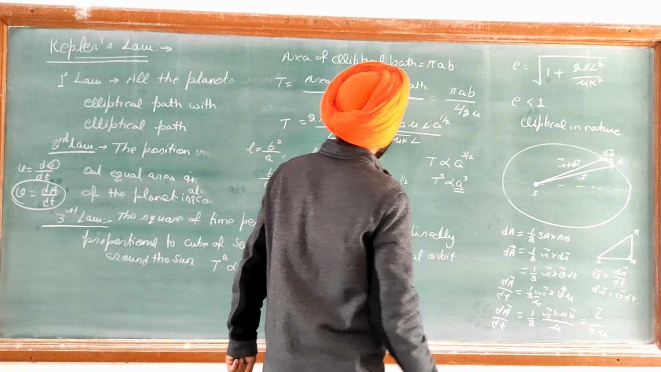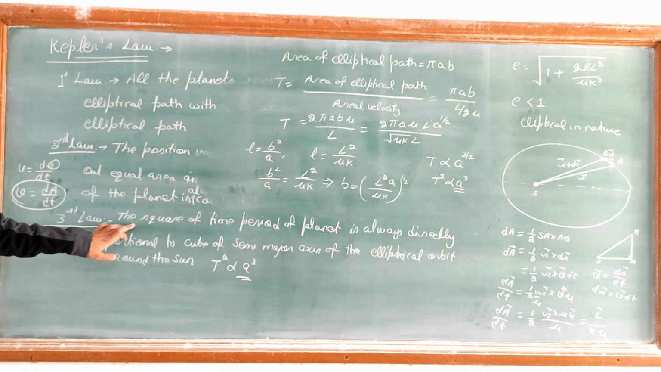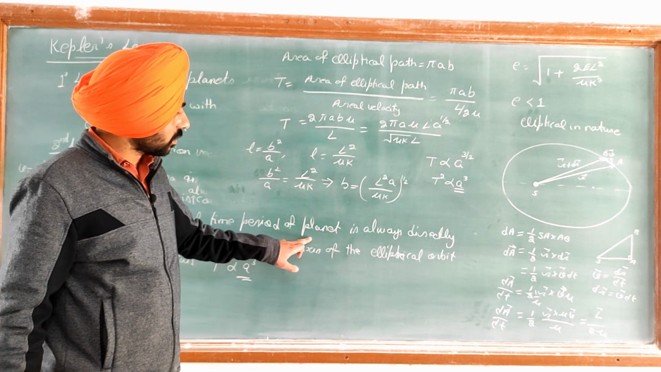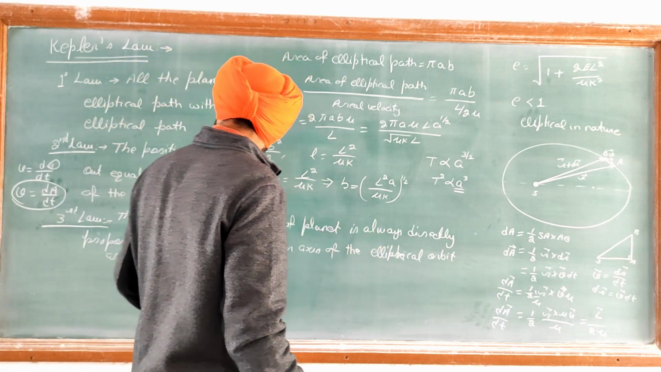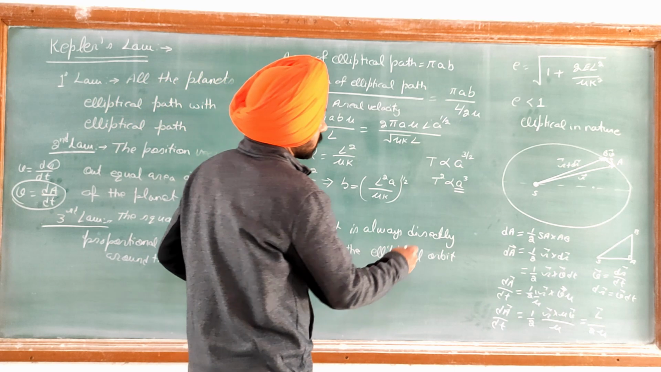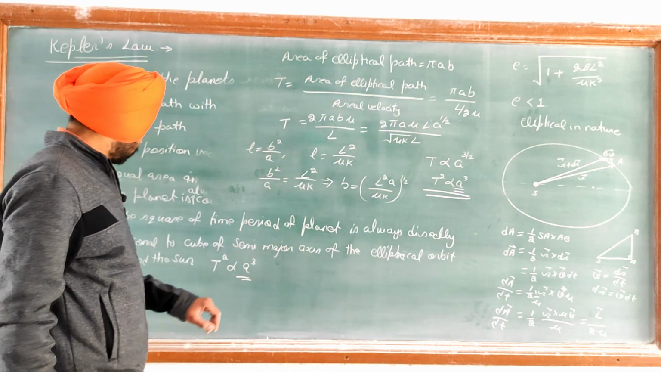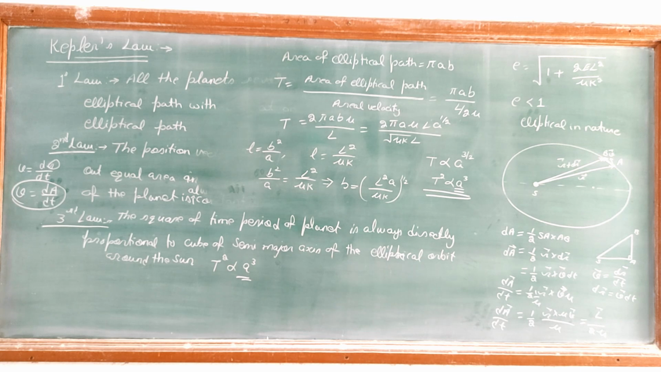Here a is the semi-major axis. So that was the statement: the square of the time period of a planet is always directly proportional to the cube of the semi-major axis. So that means T square is directly proportional to a cube of the elliptical orbit around the sun. So it proves Kepler's third law. So this is all about Kepler's laws.